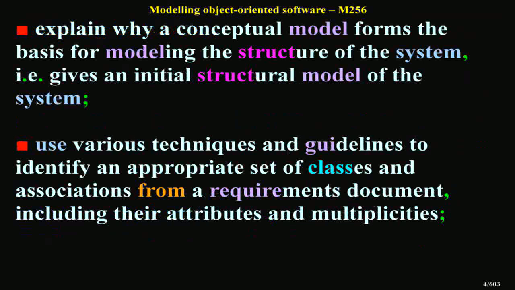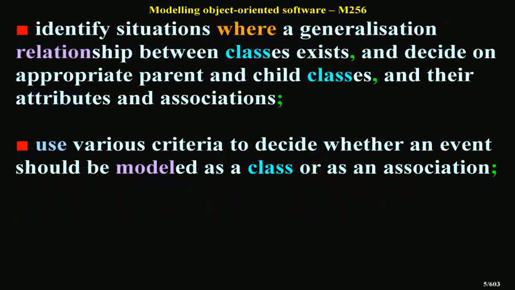Use various techniques and guidelines to identify an appropriate set of classes and associations from a requirements document, including their attributes and multiplicities. Identify situations where a generalization relationship between classes exists, and decide on appropriate parent and child classes, and their attributes and associations. Use various criteria to decide whether an event should be modeled as a class or as an association.